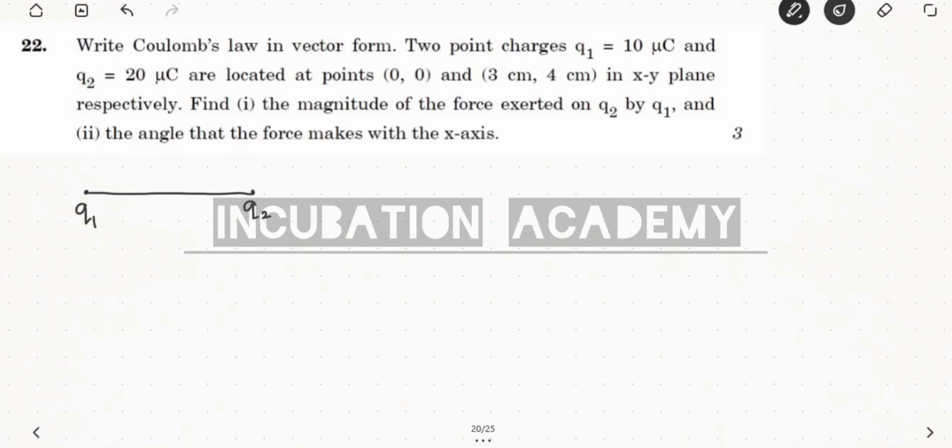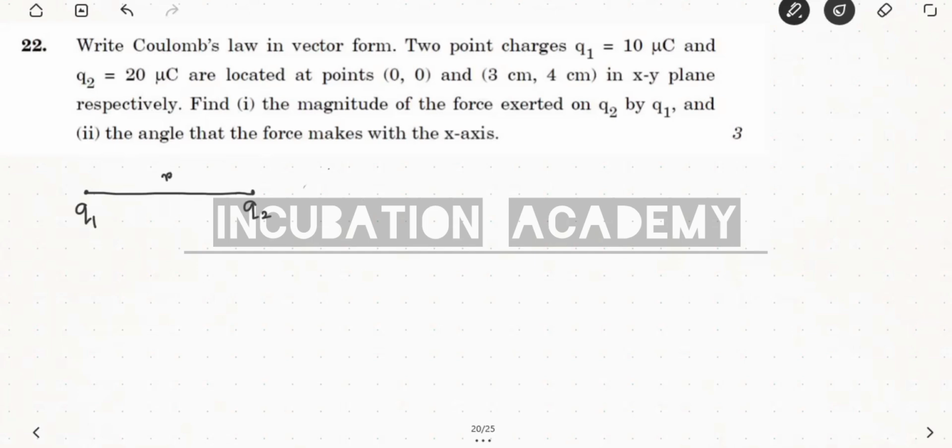One thing I want to say here is that these two charges are point charges. If some charge distribution is given, you have to consider it as a point, otherwise you cannot apply Coulomb's law. Whatever the shape and size, you have to consider it as a point, then you can use Coulomb's law. So there are two point charges, Q1 and Q2, separated by a distance r, say.